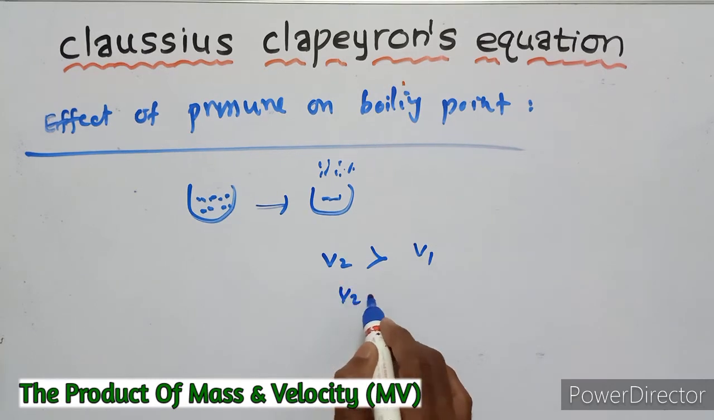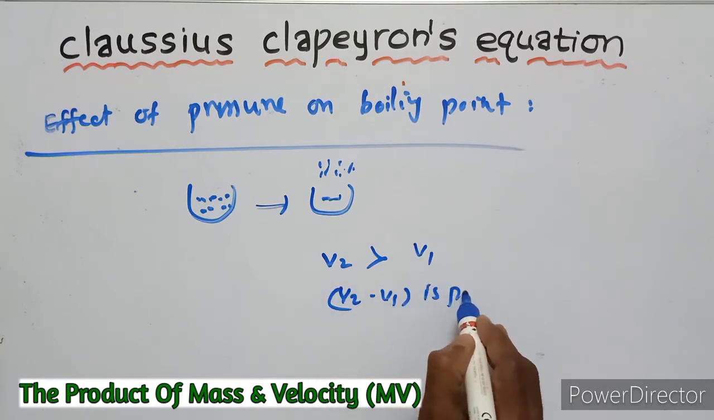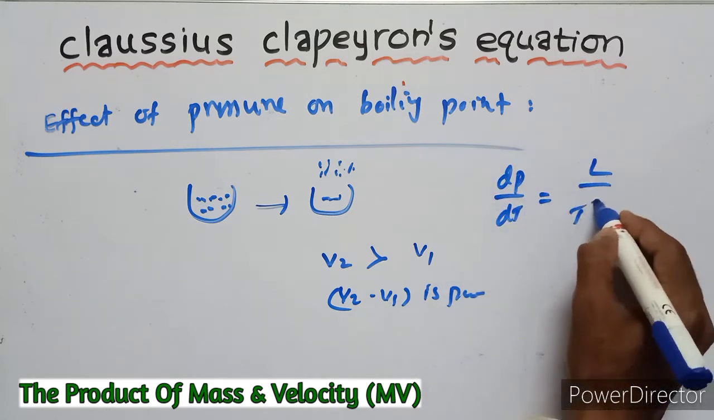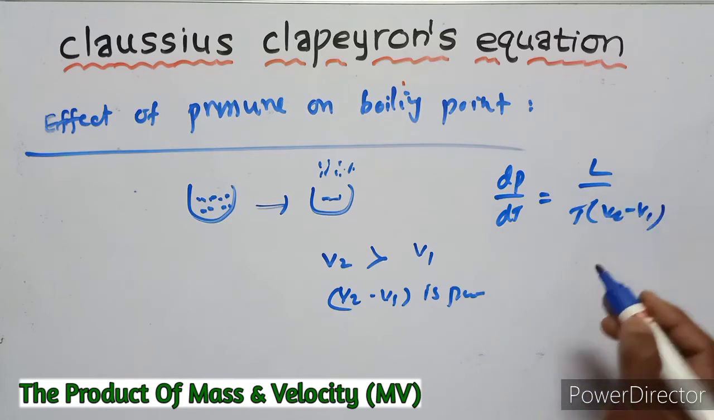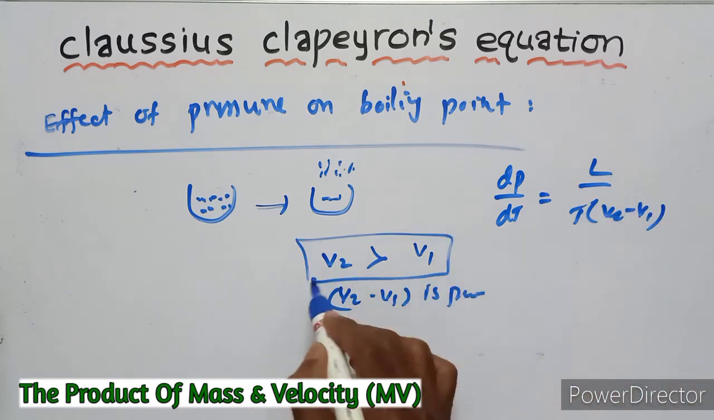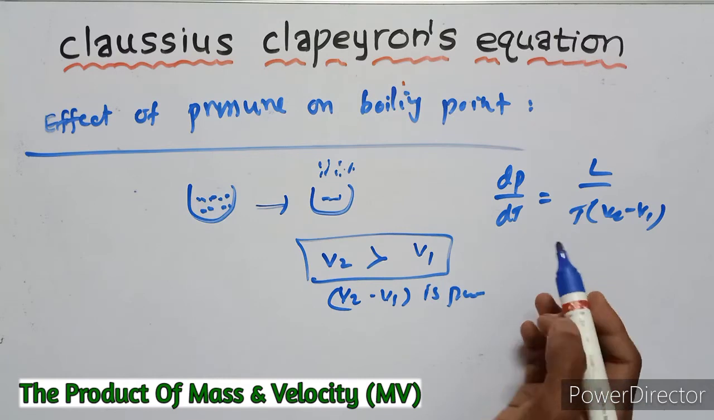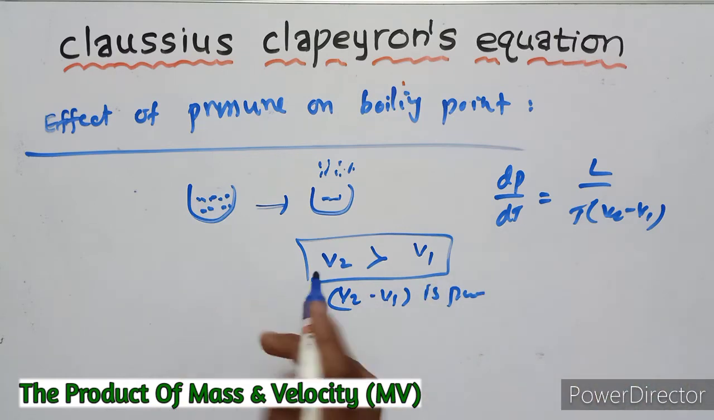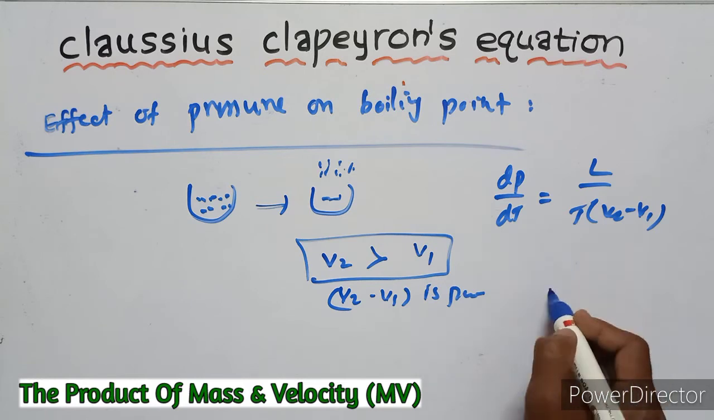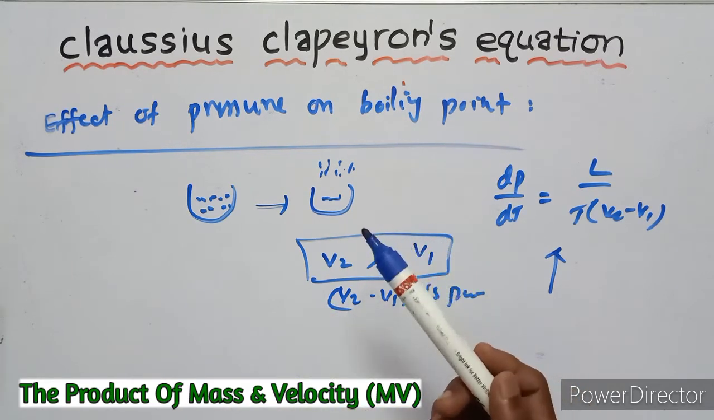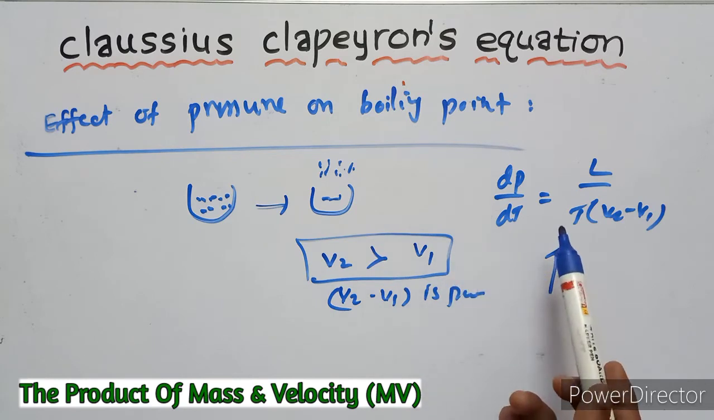Then in this stage V2 minus V1 is positive in the Clausius-Clapeyron equation. The Clausius-Clapeyron equation is dP upon dT is equal to L upon T into (V2 minus V1). Then in this stage V2 is greater than V1, V2 minus V1 is positive, then dP upon dT is positive. This means the boiling point of every liquid increases with the pressure.